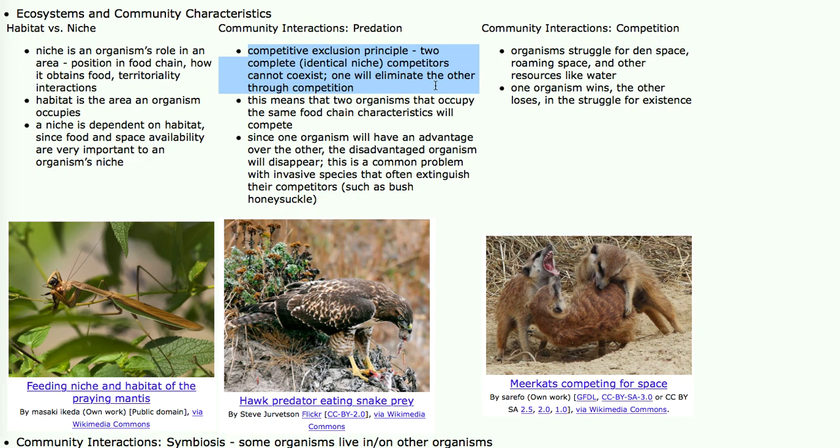When goats were introduced to the island of Mauritius, in a matter of less than, I think it was 30 or 40 years, all of the dodo birds on the island died. And that was because goats and dodo birds were both feeding on the plants on the islands, and the goats were better competitors than the dodo birds, so the dodo birds went extinct. So two organisms cannot occupy the same food chain spot. One of them will wipe the other one out. And that is the problem with invasive species.